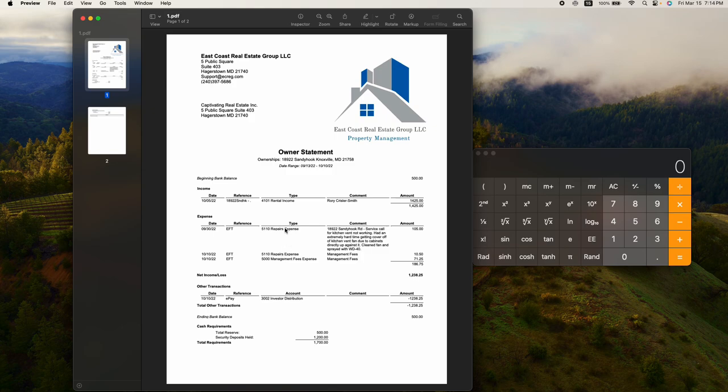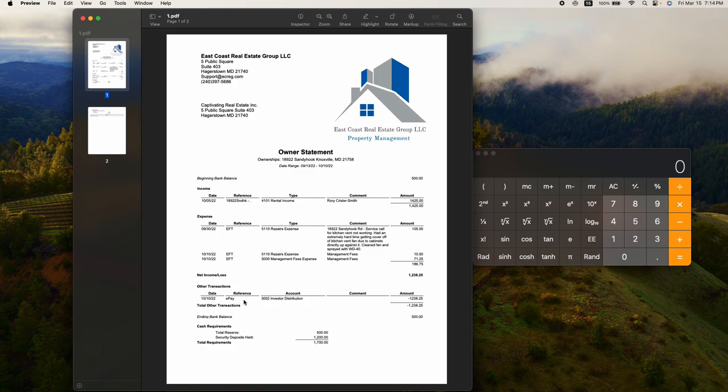So if you had one repair, one cleaning, one plumbing, right? In that scenario, you had three different expenses. You would have three different management fees for that maintenance oversight. It's 10% of each one.